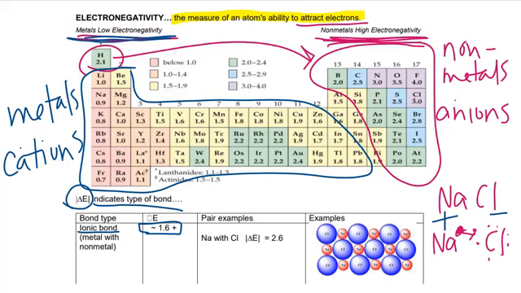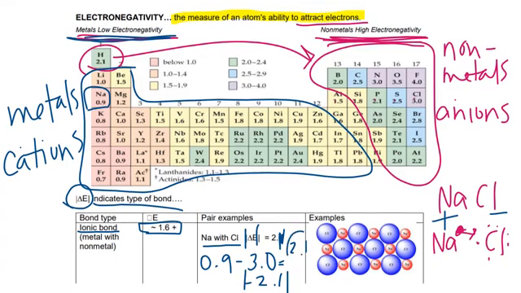So let's look, for example, at Na and Cl. Na we said was 0.9, and chlorine was 3.0. So if I do 0.9 minus 3.0, I get a negative 2.1. I don't know why it says 2.6, 2.1. And then we take the absolute value of it. So 2.1. We would say that that's the delta E. And so because it is greater than 1.6, yes, it is an ionic bond. We can tell by that difference in electronegativity.